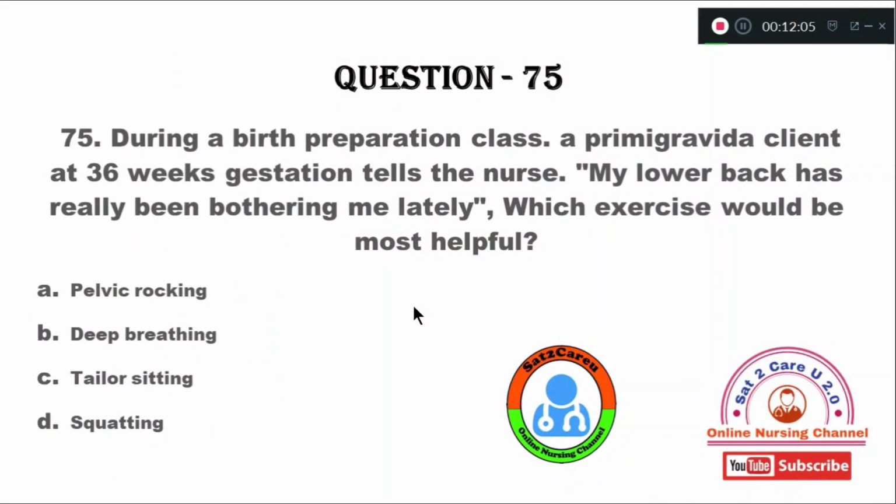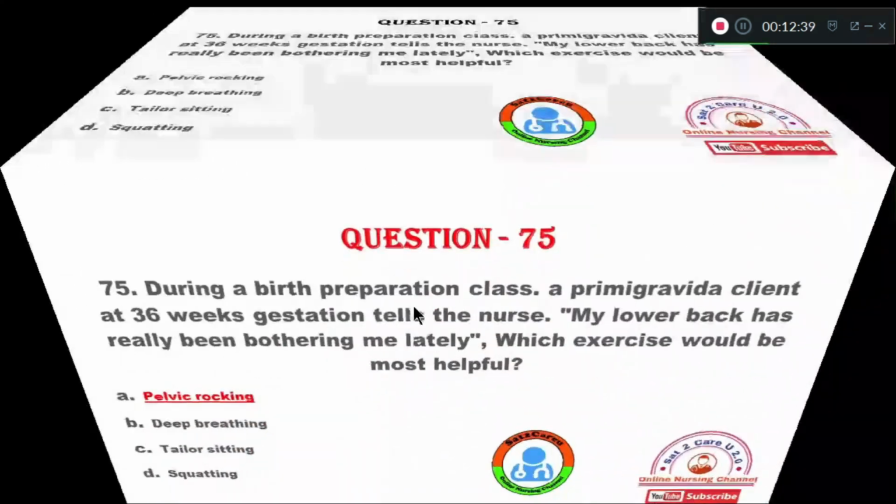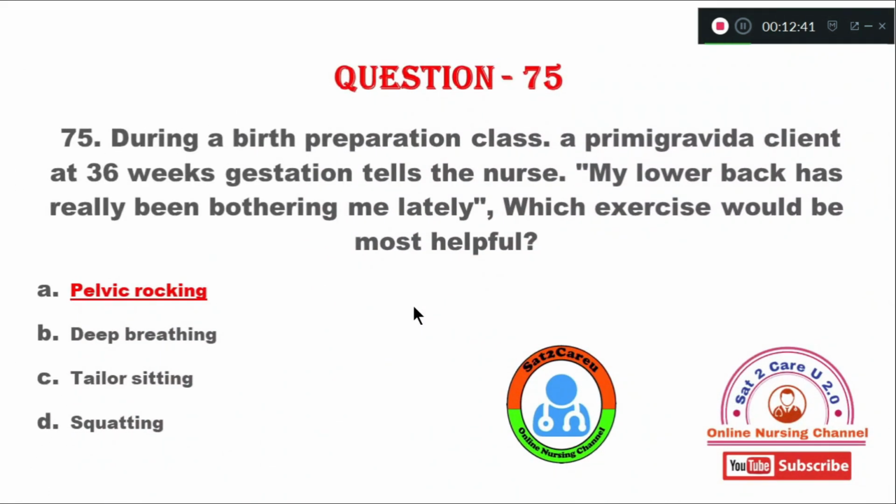Question number 75. During a birth preparation class, a primary gravida client at 36 weeks gestation tells the nurse, my lower back has really been bothering me lately. Which exercise would be most helpful? Option A, pelvic rocking. B, deep breathing. C, tailor sitting. Option D, squatting. So for a 36-week gestation mother, the exercise which will help relieve the lower back pain is option A, pelvic rocking.